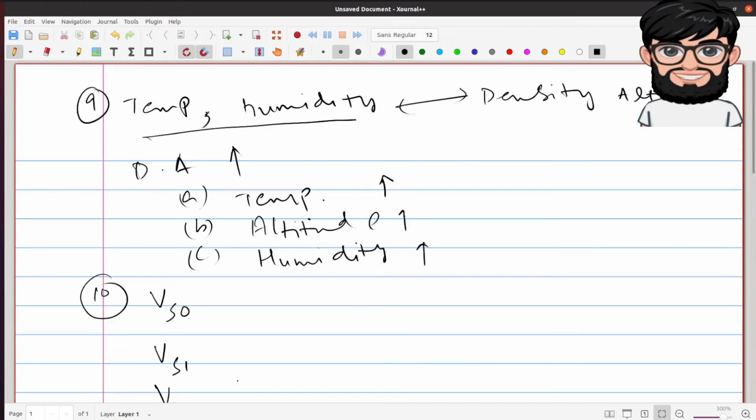Okay, talking about the first one here, which is VS0. VS0 is basically the stall speed in landing configuration.